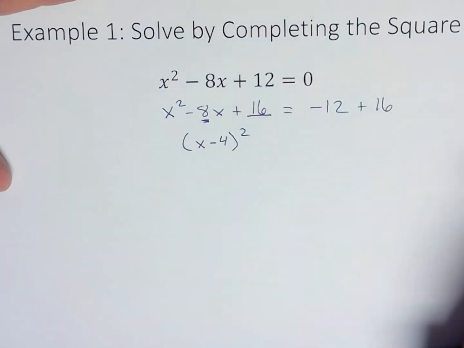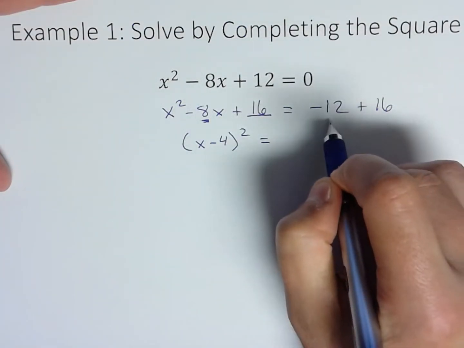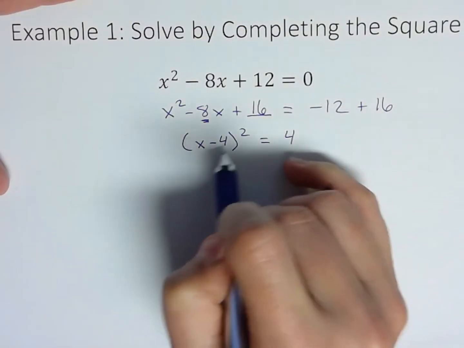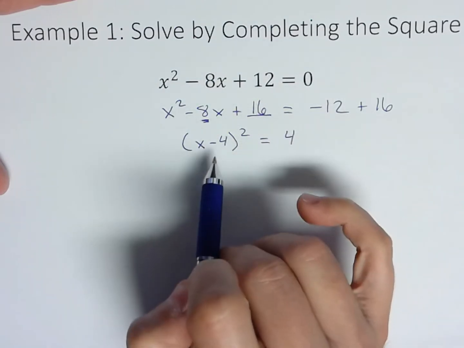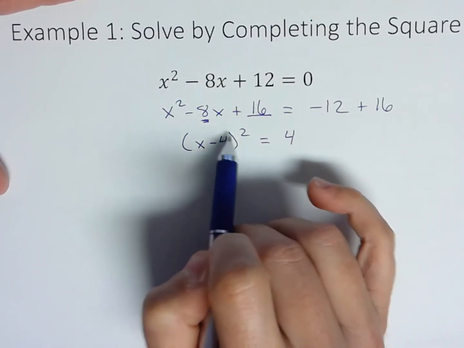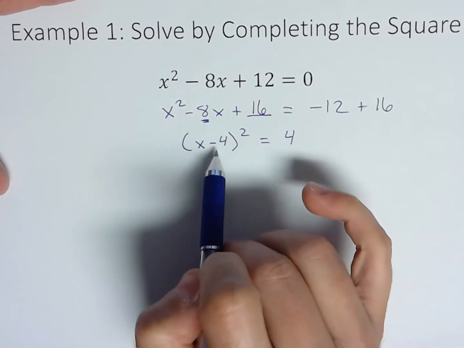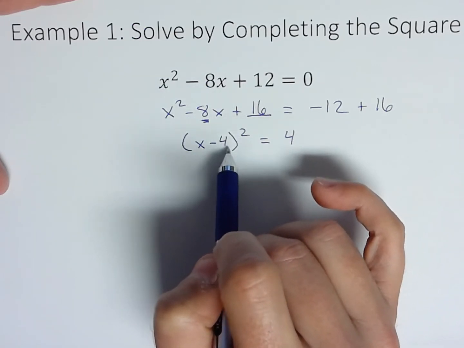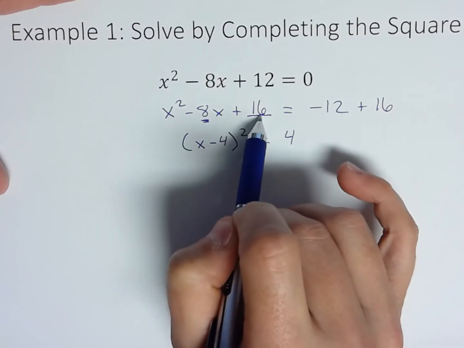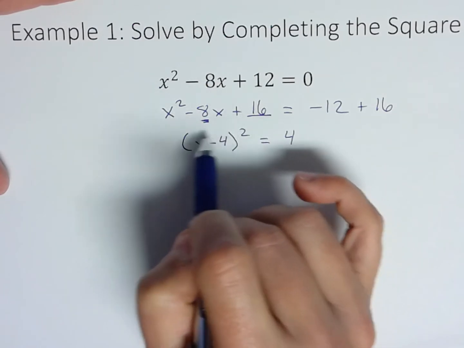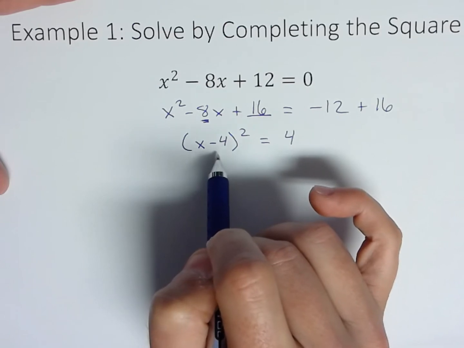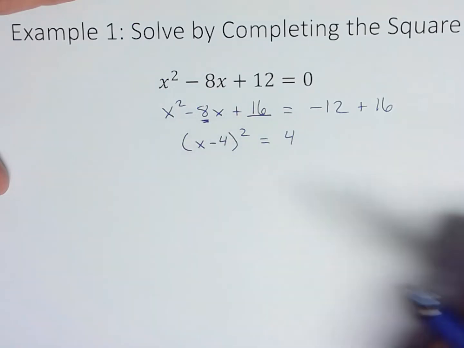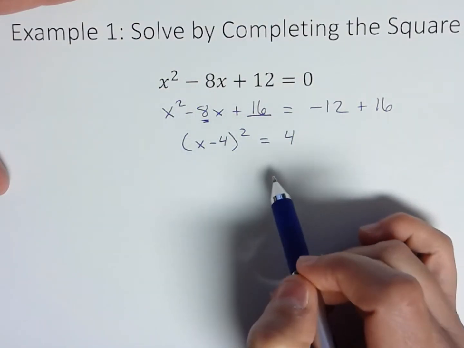x minus 4 squared equals negative 12 plus 16, so that's 4. Now let's think, where did this come from? How did I do that? Well, it's always going to be this number minus there. That's why it's a minus. And where did this 4 come from? Well, there's a couple ways you could look at it. It's half of this, or it's the square root of this. So if you multiplied this out, x minus 4 times x minus 4, you would get this polynomial, right? Hopefully that makes sense. Okay, now let's solve it.